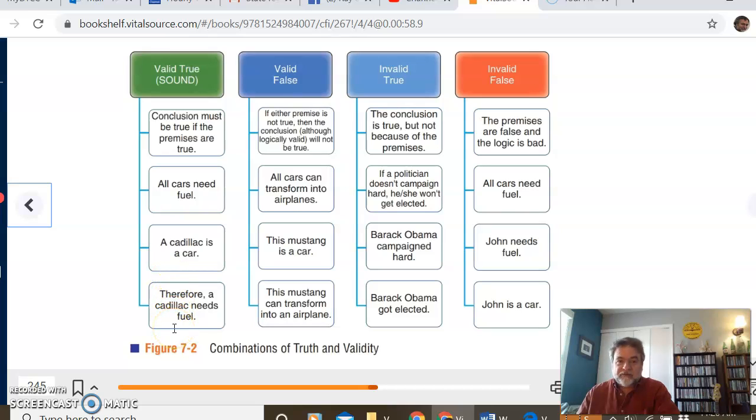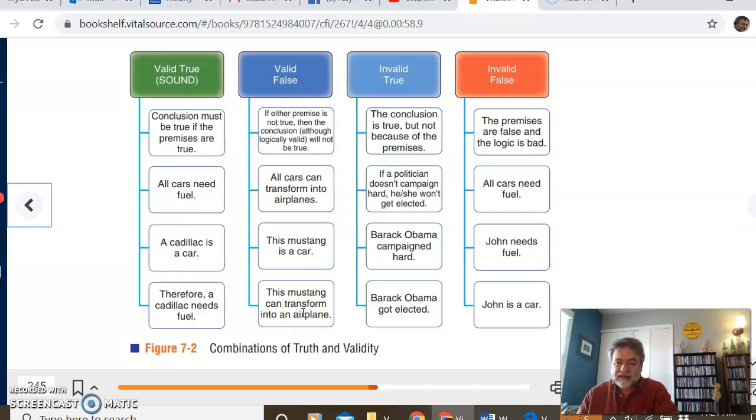A deductive argument can be valid and unsound. This is valid. It's logical, but not true, fortunately. I'm so glad of that. I can't imagine having to deal with cars transforming into airplanes. It's bad enough having people on one plane, than to have them above you and below you. So this is an unsound valid argument.